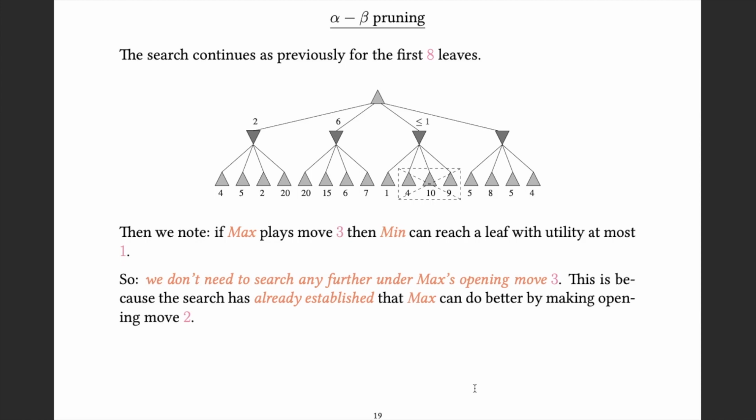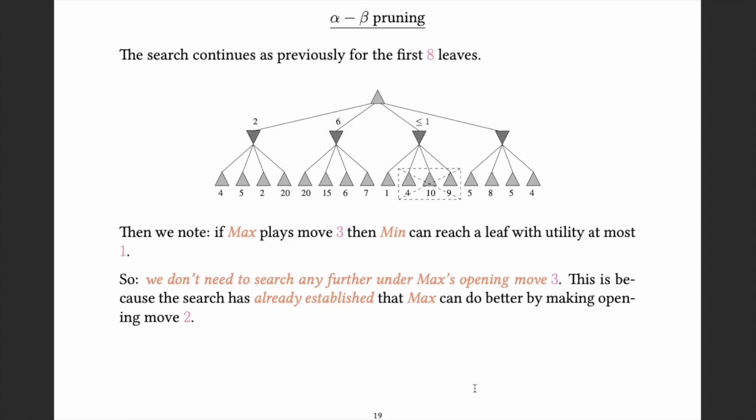If we're doing depth first search left to right, then at the point where we've established that min can force scores of 2 and 6 for the first 2 subtrees, meaning that max can choose to have an outcome of 6 by choosing the second subtree, that means that when we're going left to right depth first and we see a leaf labelled 1 in the third subtree, that tells us that min at that point could force an outcome of a 1, because min is trying to force small outcomes.